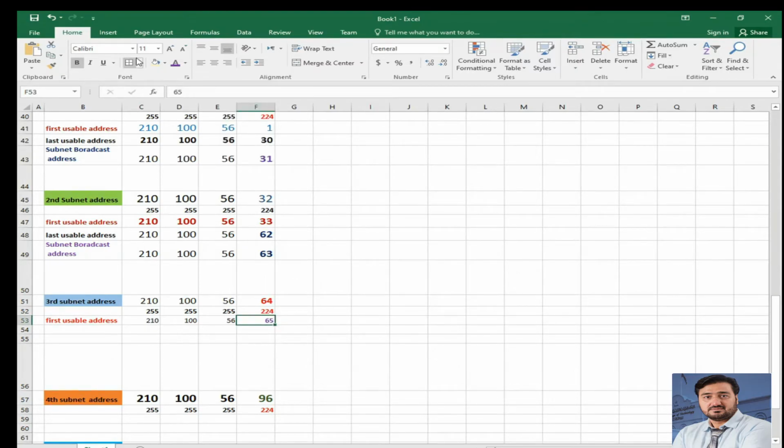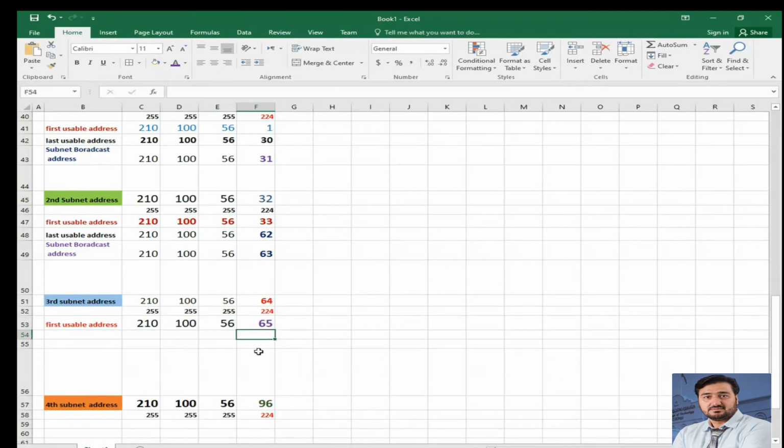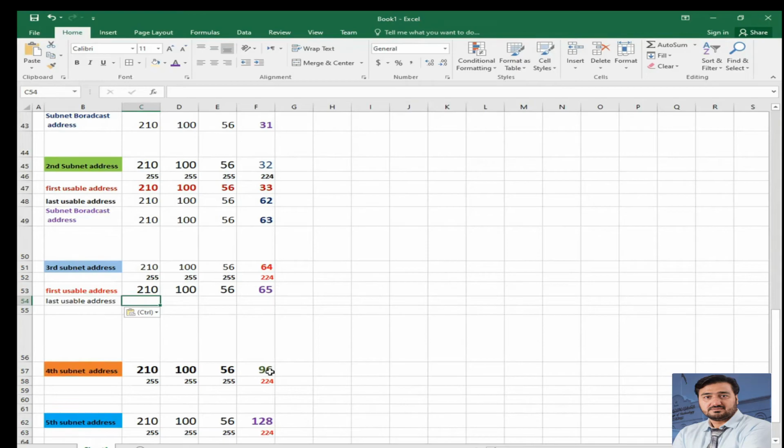Let me increase the font size. 65. What is the last usable address here? 94. Good, mashallah. 210, 156, 94.